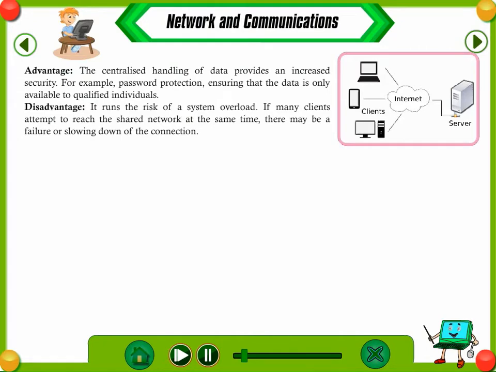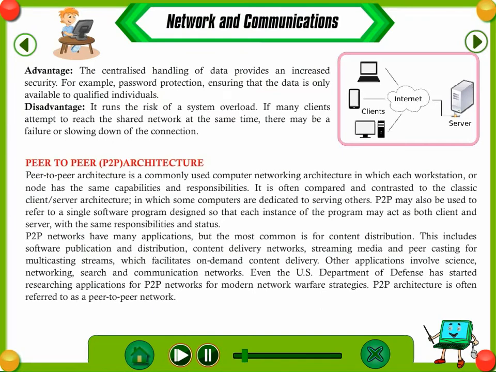down of the connection. Peer-to-peer (P2P) architecture. Peer-to-peer architecture is a commonly used computer networking architecture in which each workstation or node has the same capabilities and responsibilities. It is often compared and contrasted to the classic client-server architecture, in which some computers are dedicated to serving others. Peer-to-peer may also be used to refer to a single software program designed so that each instance of the program may act as both client and server, with the same responsibilities and status.